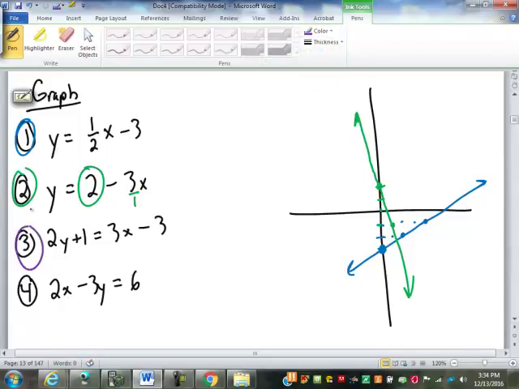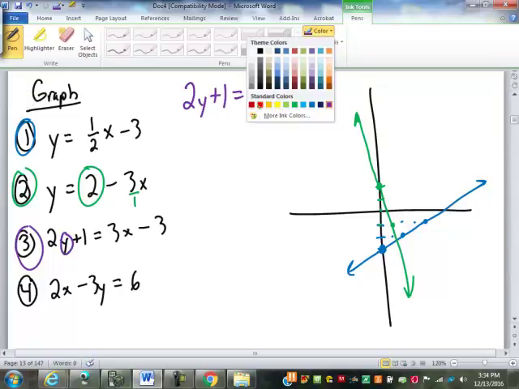Number 3 here, we got to do some adjusting. What would we have to do? We have to get y by itself. So if you get rid of the 2 and the 1, the 2 is multiplying it, and the 1 is added to it. So we have to go backwards. We have to subtract the 1 first. So let me rewrite this up here. So we're going to subtract the 1.